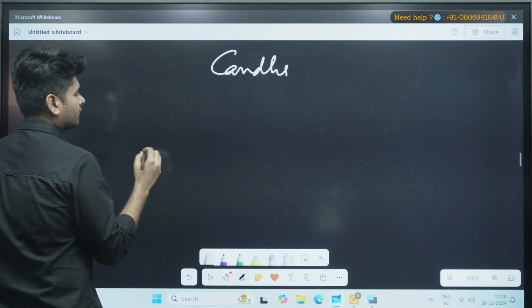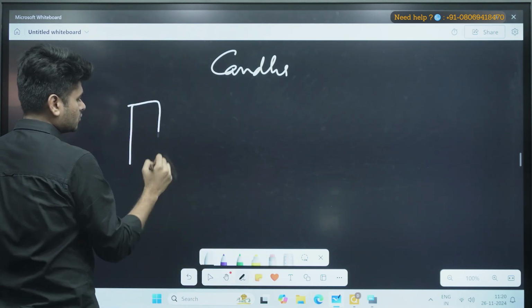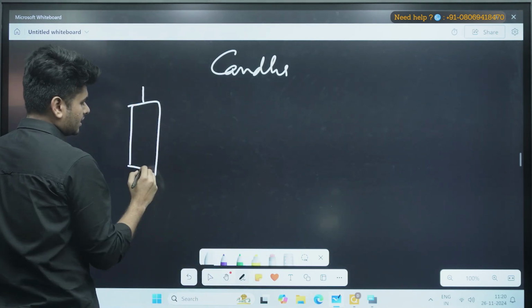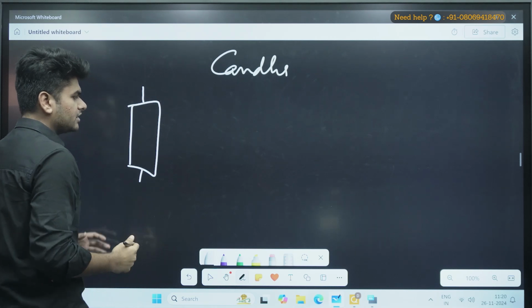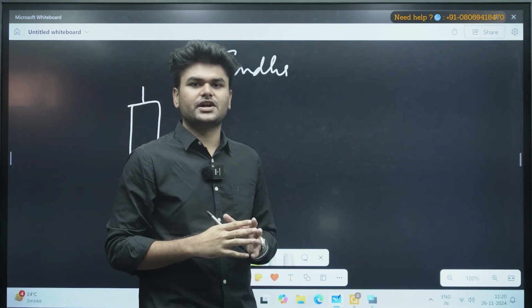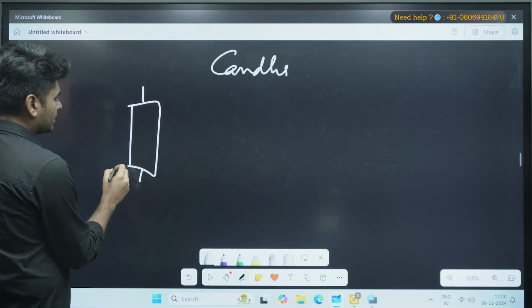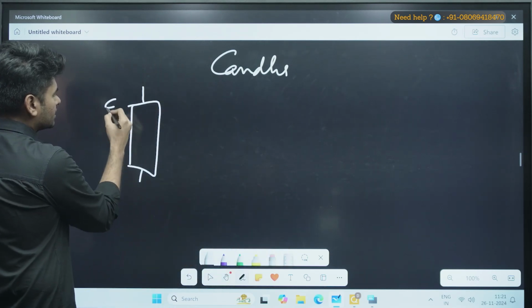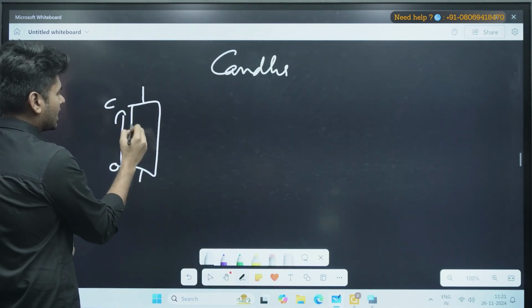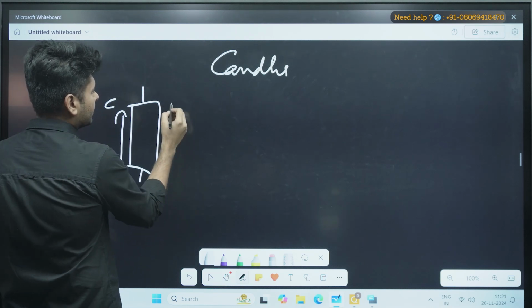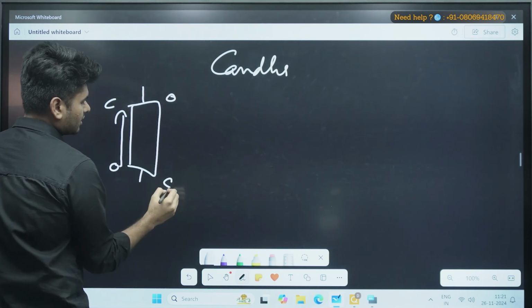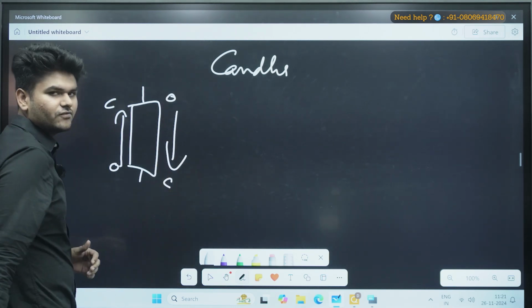Firstly, we can see there is one Marubozu. It can be red color or green color. It is identifying that the price has moved significantly. If it's a green candle, that means opening is here, closing is here, which means the price has moved this high. Similarly, in the red candle, you will see opening here and closing here, so that much the price has fallen.